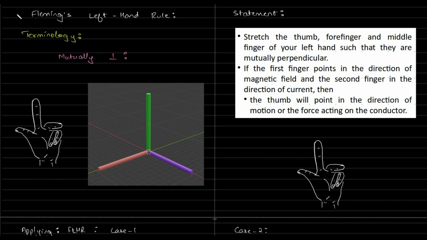So let's look into the law which relates the magnetic field, the current, and the force on the wire. Before we begin, we need to understand a terminology that is mutually perpendicular.